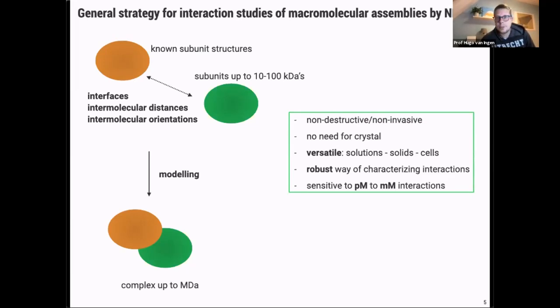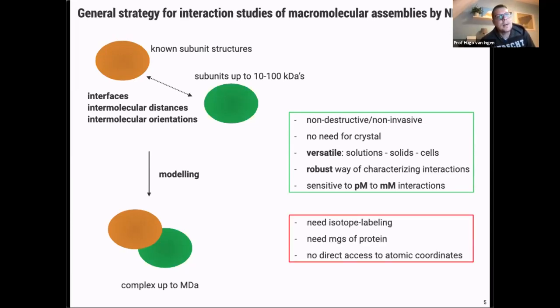Well, having said that, there's of course also some challenges when you perform NMR studies on such systems. So first and foremost is practical considerations. You need to isotope label your protein. And you need to have milligram amounts of your protein. And finally, it's also important to realize that NMR data will never give you direct access to atomic coordinates, but you will always have to rely on some kind of modeling procedure to translate the information into a structure.